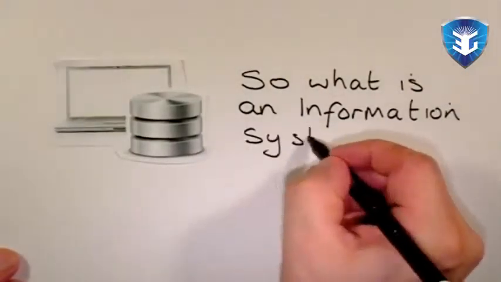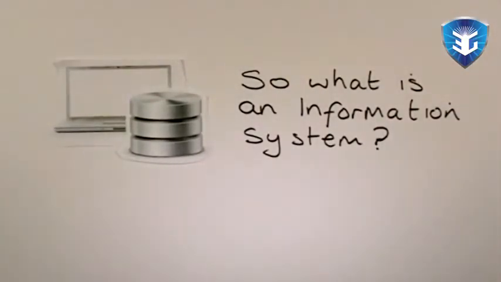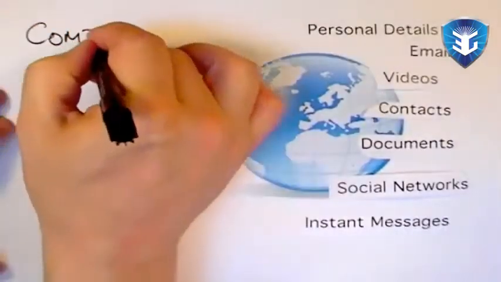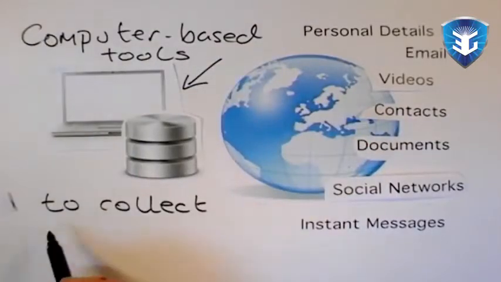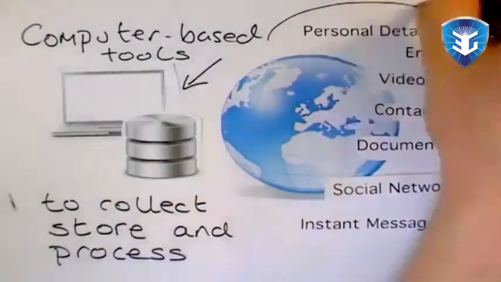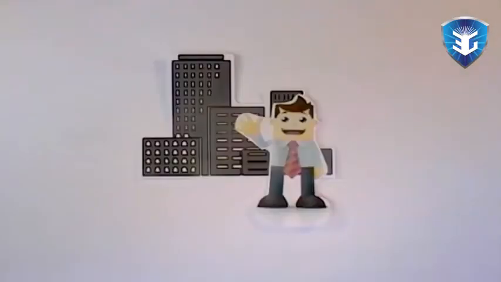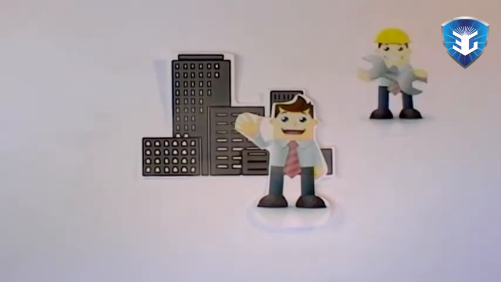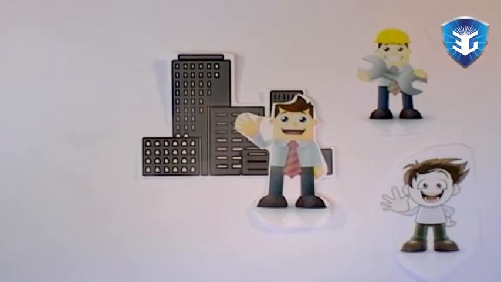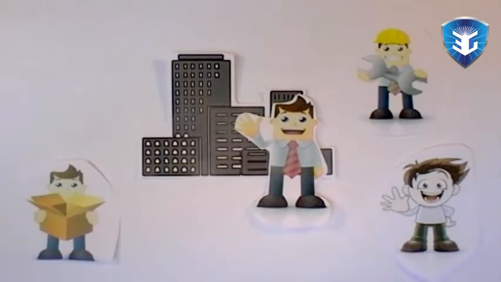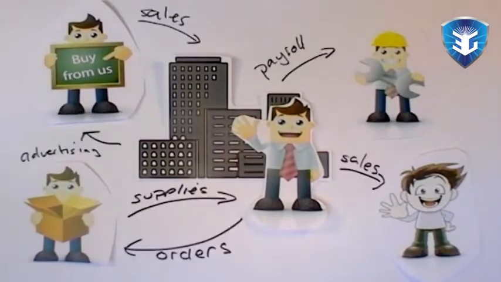So what is an information system? An information system is a set of computer-based tools for collecting, storing, and processing data in our world. Businesses and other organizations rely on information systems to carry out and manage their operations, interact with their customers and suppliers, and compete in the marketplace.